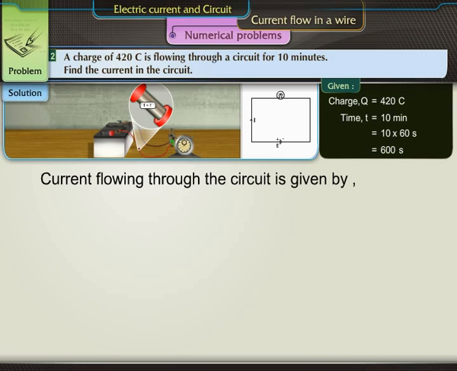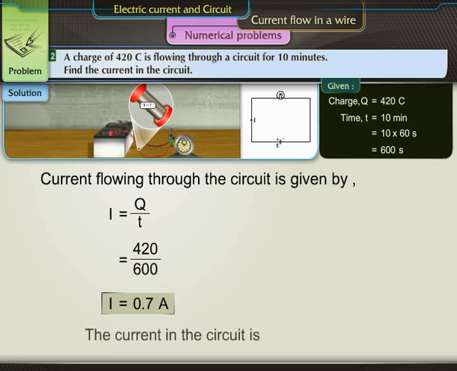Let us find the current I flowing through the circuit. It is given by I is equal to Q upon t. Therefore, I is equal to 420 divided by 600, which is equal to 0.7 ampere. Therefore, the current in the circuit is 0.7 ampere. Now, let us do an activity to understand that a closed path is needed for the electric current to flow through a conductor.